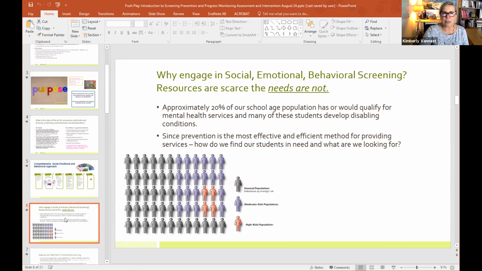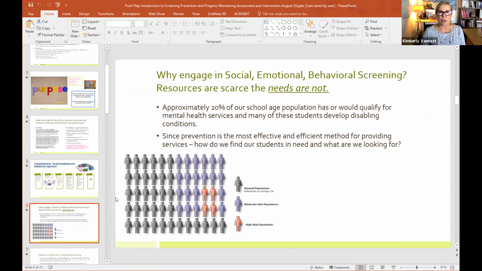Why do we need to do this? The resources that we have are very scarce. It's no different where I am here in higher ed. We are pressed for dollars. We are pressed for people. We are pressed for skill sets, but the needs are greater than the resources. The needs are not scarce. Only the resources are scarce. So we need to find efficient ways to identify who needs intensive treatment and intervention.